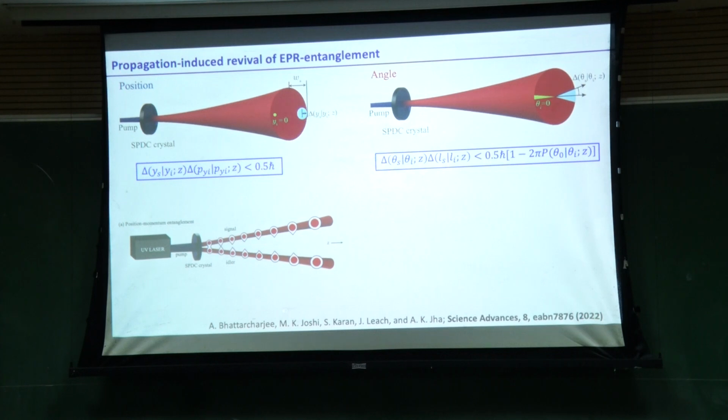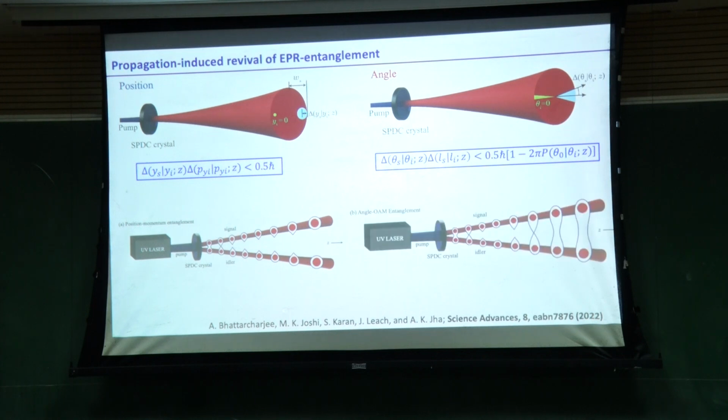So position-momentum entanglement, what you see invariably is that it can be produced, but after a while the entanglement actually gets lost and it never comes back. And this happens within a centimeter or so. But for angle-OAM, what we found is that yes, you also lose angle-OAM entanglement, but it actually revives on its own without you doing anything. You just propagate it and it actually revives back. And so that's why we call it propagation-induced revival of EPR entanglement.